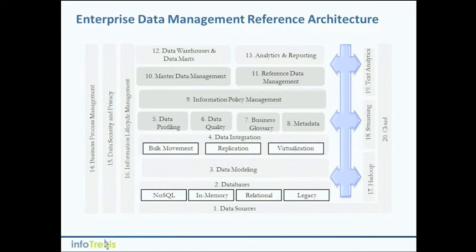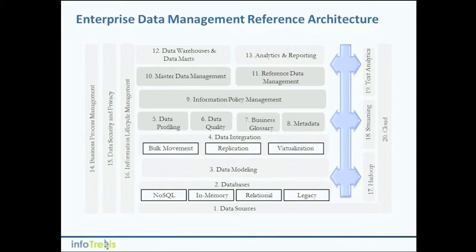So right at the bottom, you'll see a series of data sources. And that data is coming in from various source systems, right? And we're looking at databases. They could be NoSQL databases, in-memory databases like SAP HANA, relational, and legacy. Then you've got data modeling tools. You might have IBM's InfoSphere tooling for data modeling, or ER Studio or Erwin, and then data integration tools.